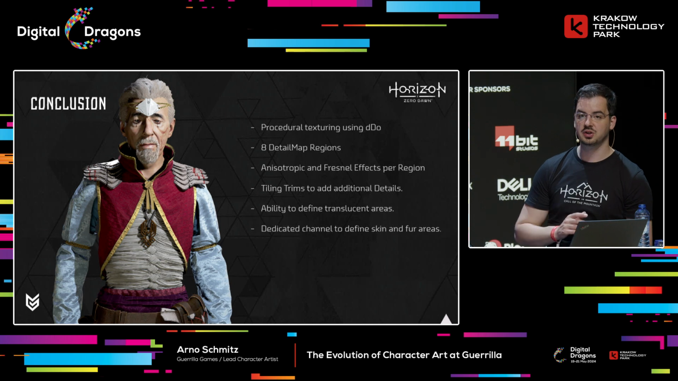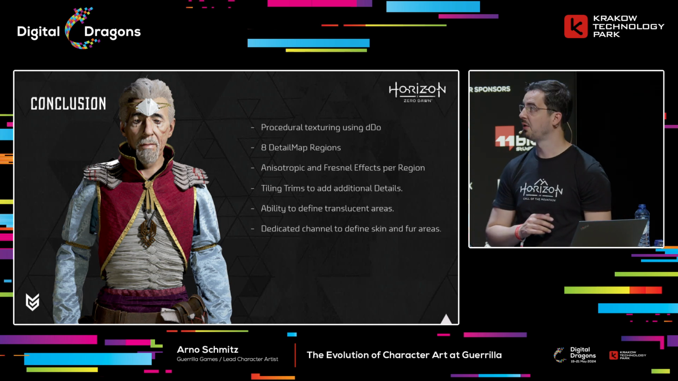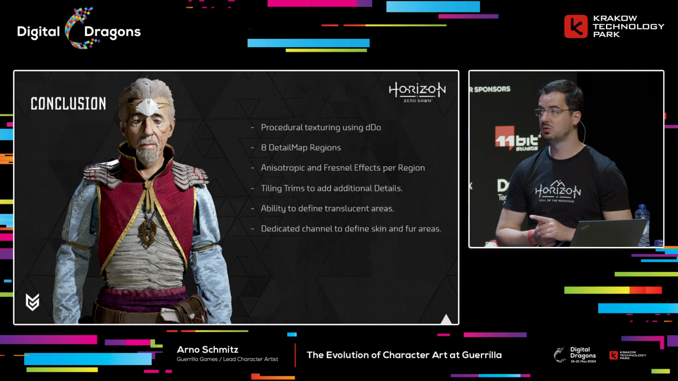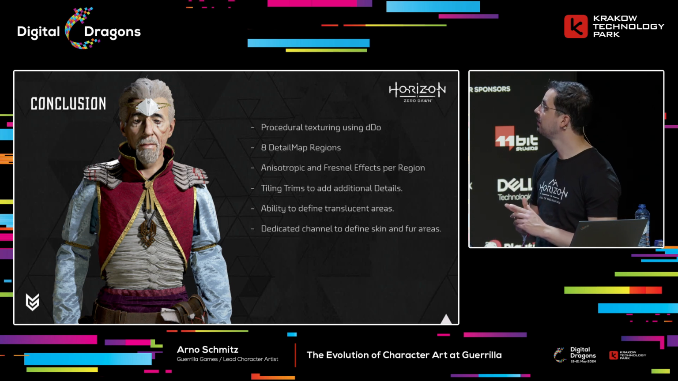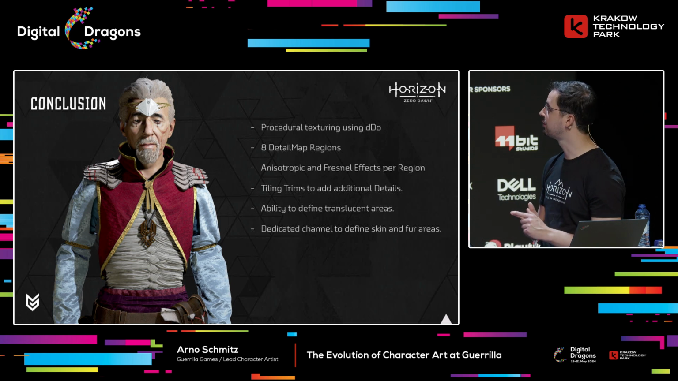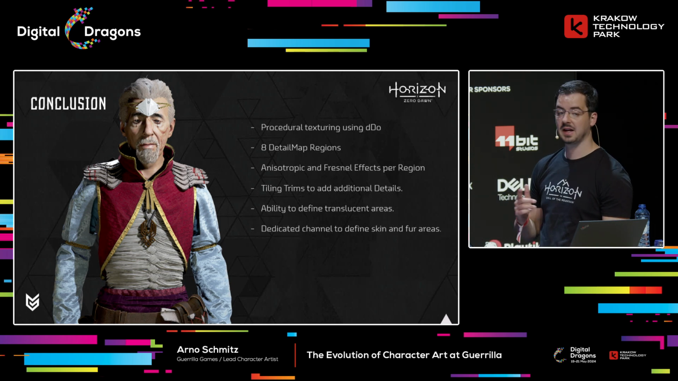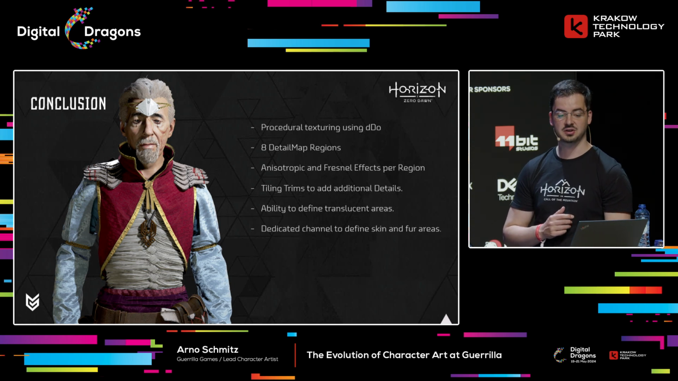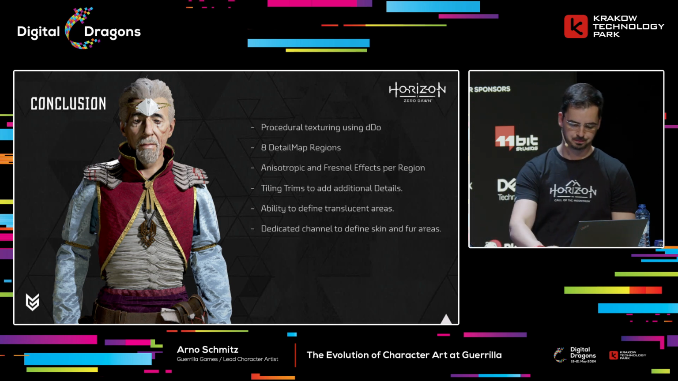So then a little conclusion for the Zero Dawn texturing pipeline. So we're still using procedural texturing with Dido. We have now 8 detail maps. We have the ability to define areas that have anisotropy or Fresnel. We're adding tileable trims to add a lot more detail. We have the ability to define translucency, and we also have a dedicated channel for skin and fur.